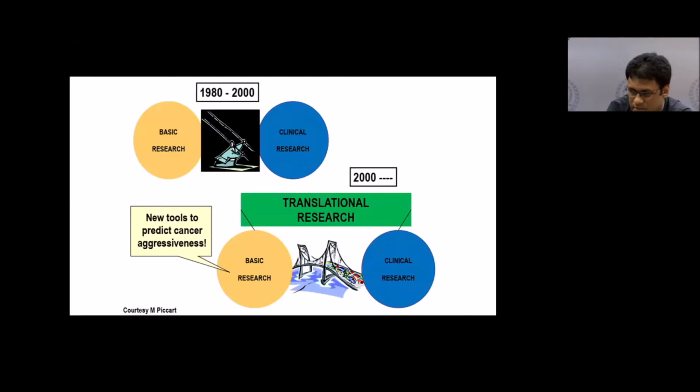There has been a lot of change from the 1980s to the 2000s. The time taken for translation of basic research to clinical research was long and arduous, and the bridge was just being built. But in the last 20 years we have come to a stage where we are able to predict cancer aggressiveness with basic science research and very rapidly translate that into clinical research, with changes in clinical management happening very rapidly.